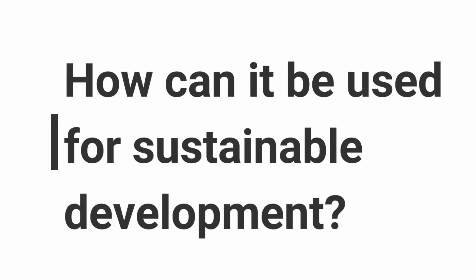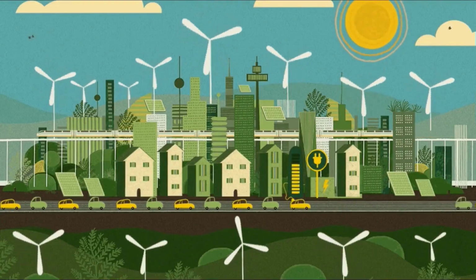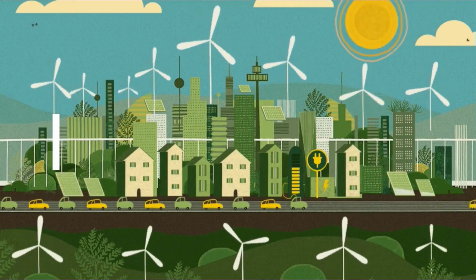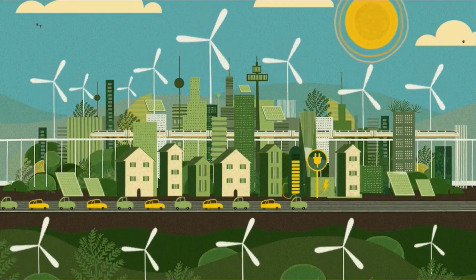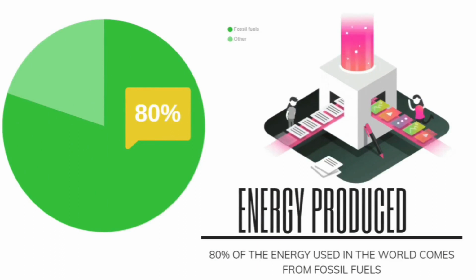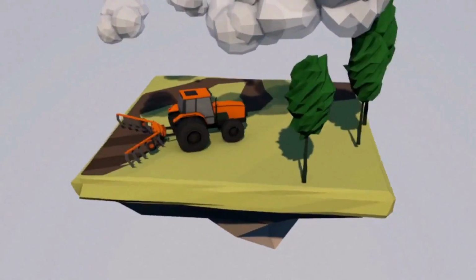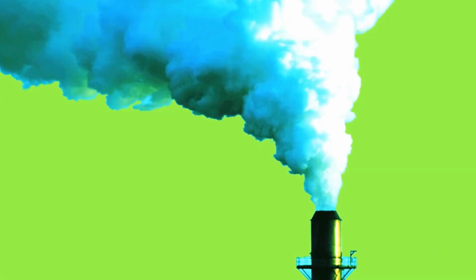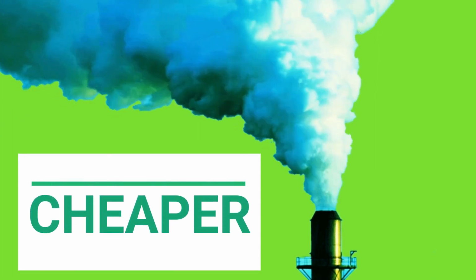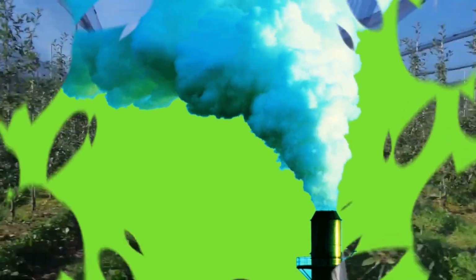Now, how can nanotechnology be useful for sustainable development? It's simple. One of the many applications nanotechnology has is reducing the levels of carbon dioxide in the atmosphere. Currently, 80% of the energy used in the world comes from fossil fuels, but nanotechnology could offer solutions for capturing and storing CO2 from the environment. And this is not only efficient, but it is also economically cheaper and has no risk for the earth and its ecosystems.